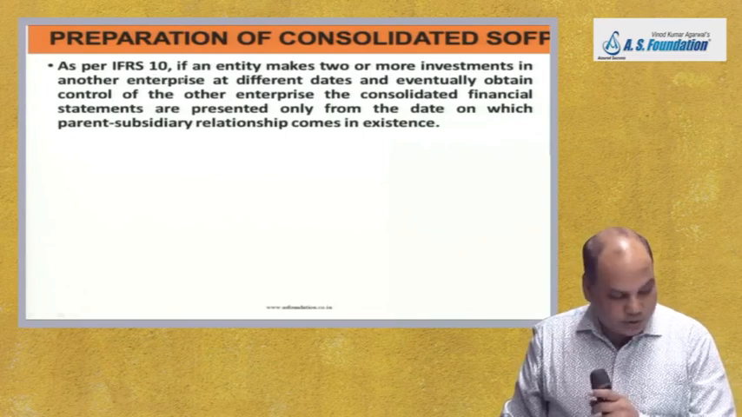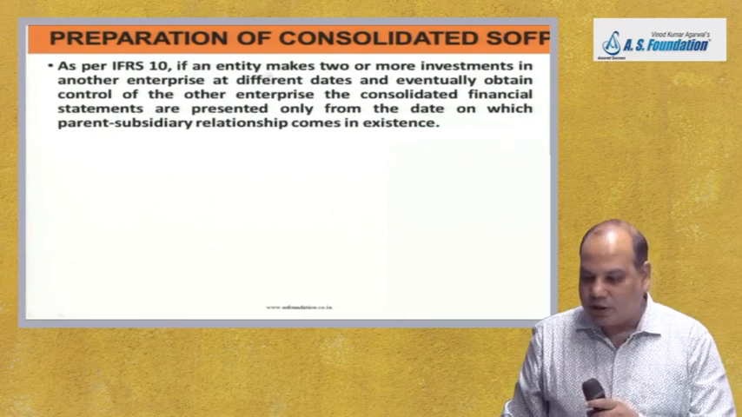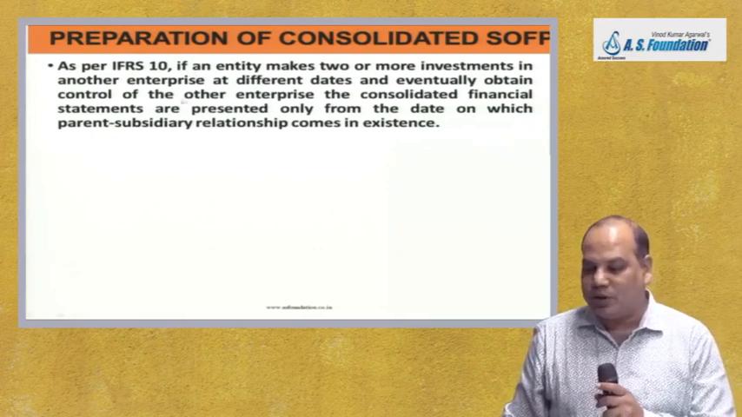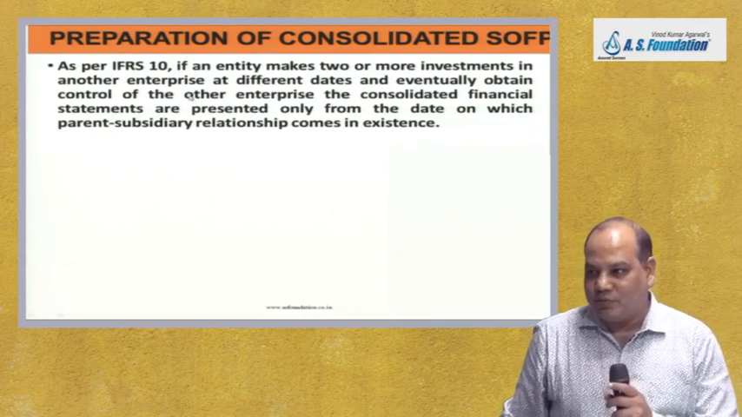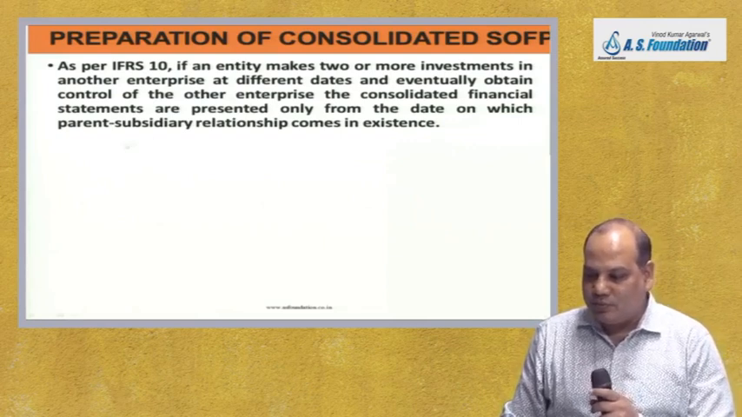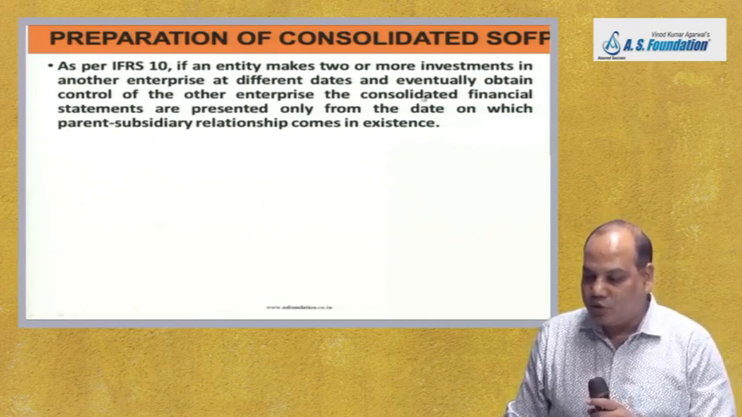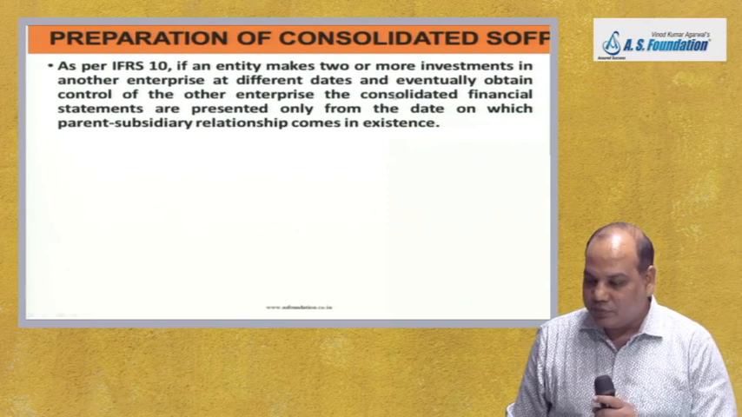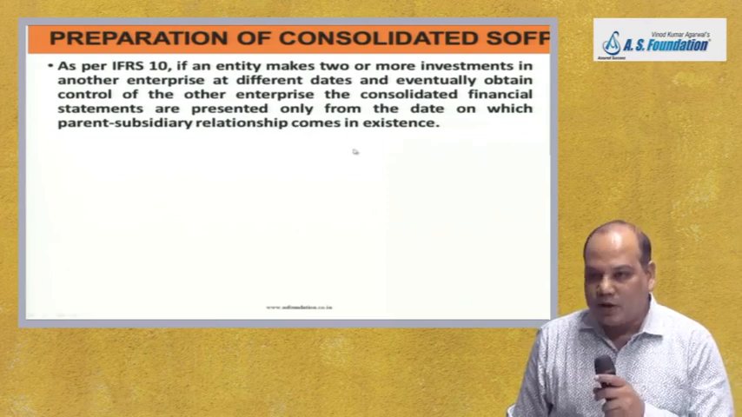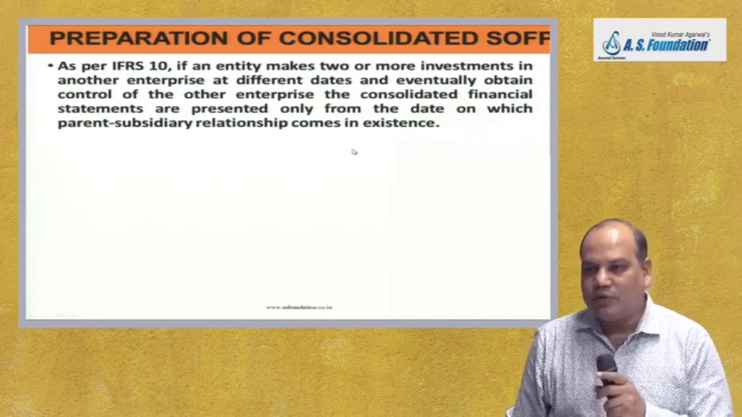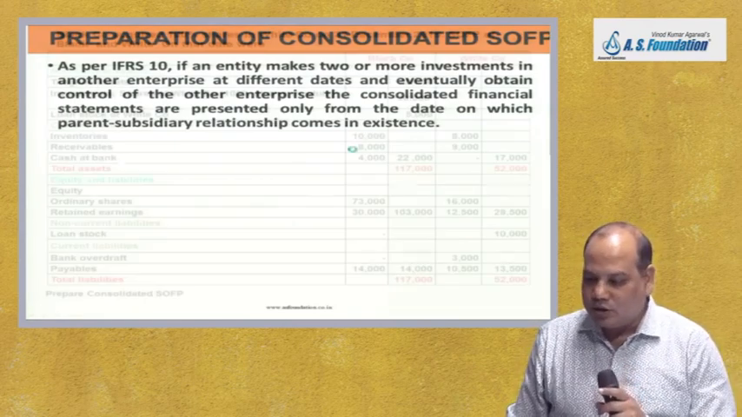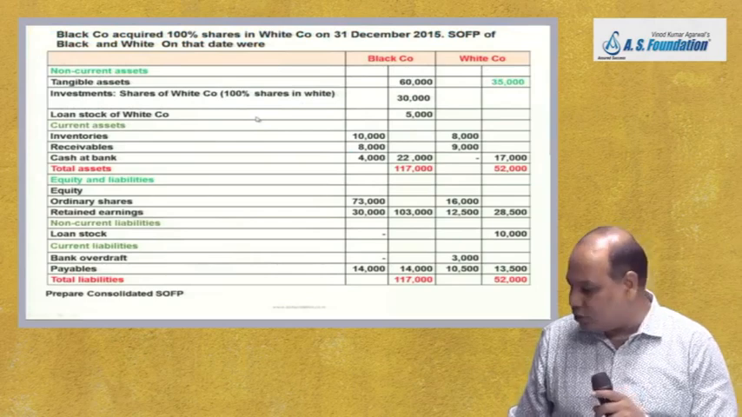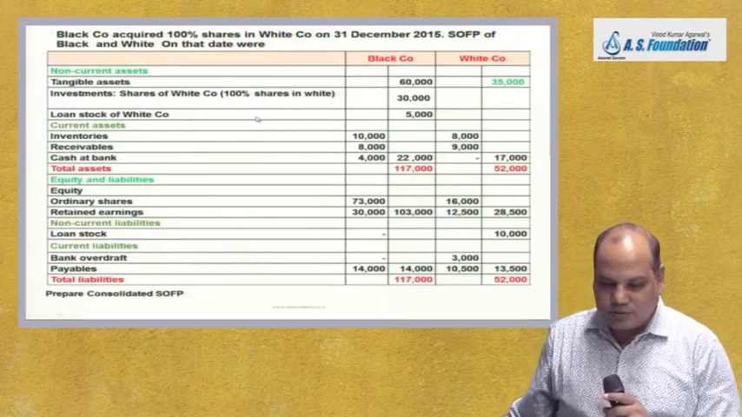Now this we have discussed, so can I skip this paragraph? If the entity makes two or more investments in another enterprise, so that is step acquisition, then the date when you actually obtain the control, that is the date you apply IFRS 10. And then the previously held equity interest will be fair valued on the date of acquisition. And then compute the goodwill or capital reserve. Now we will solve. Come on.